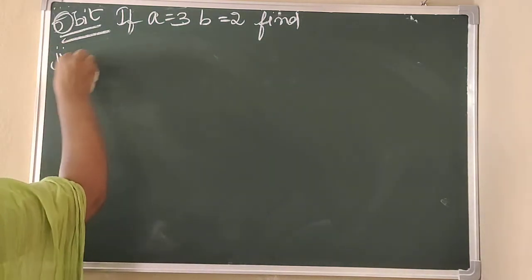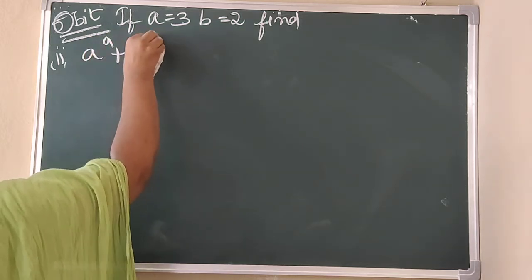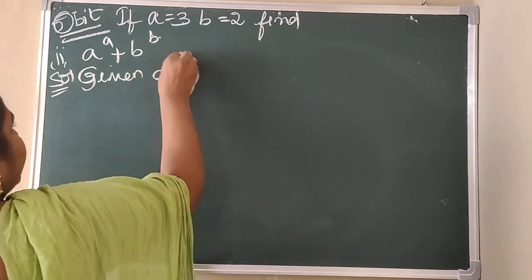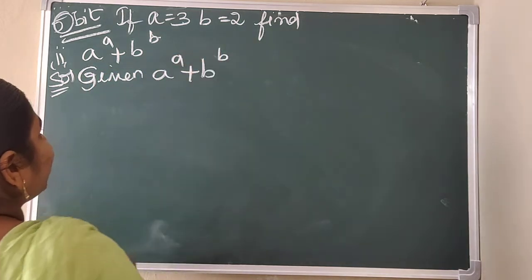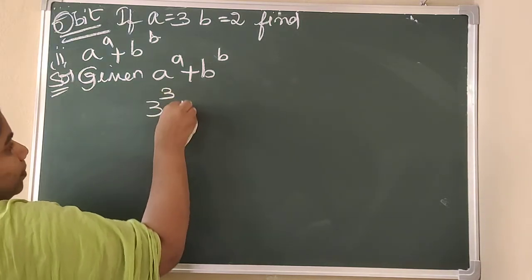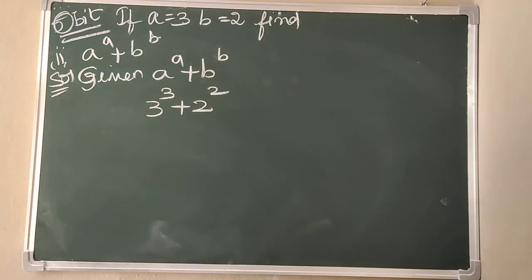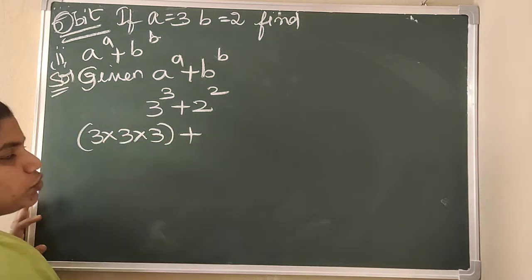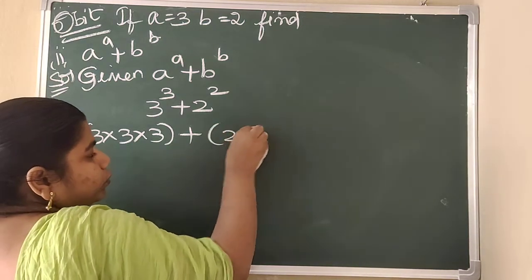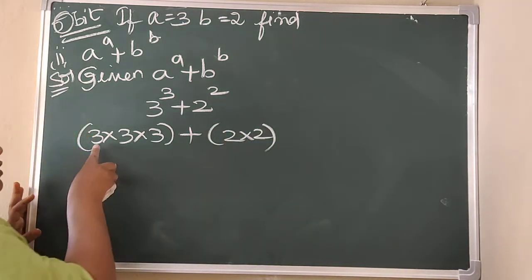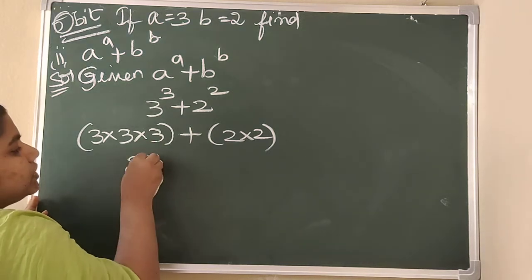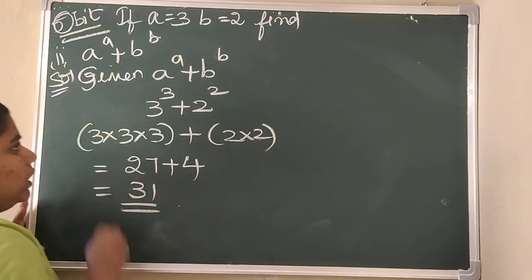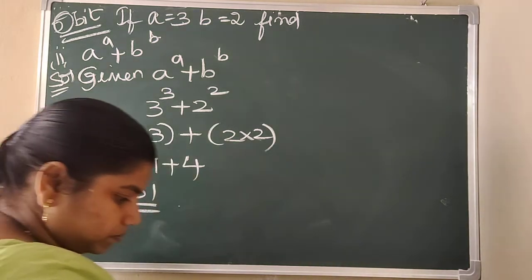So next one. Second one, A power A plus B power B. So this one also we have to substitute the values here. A value is how much? 3. 3 power 3 plus 2 power 2. So 3 cube is how much? 3 into 3 into 3 we have to multiply, plus 2 square is 2 we have to multiply 2 times. So now it will be 3 3s are 9, 9 3s is 27 plus 2 2s is 4. So 27 plus 4 will be equal to 31. So this is our second one.